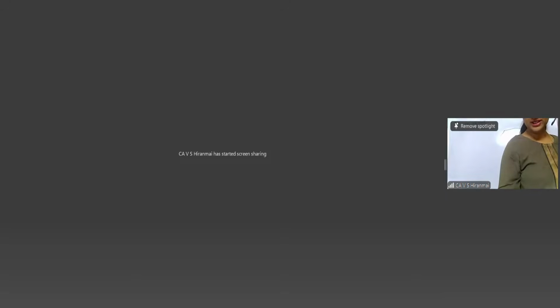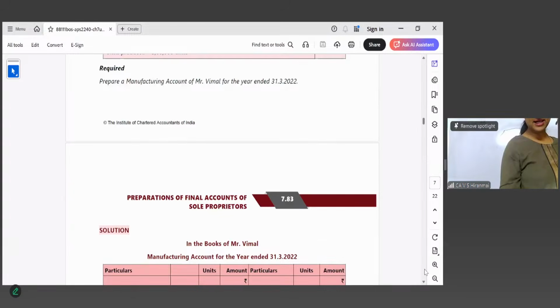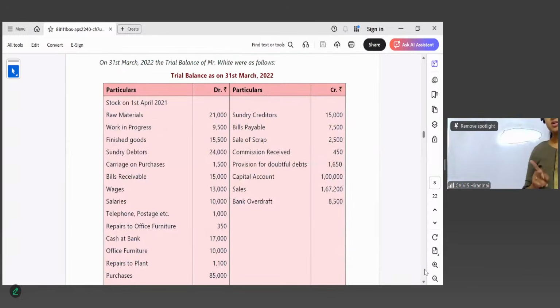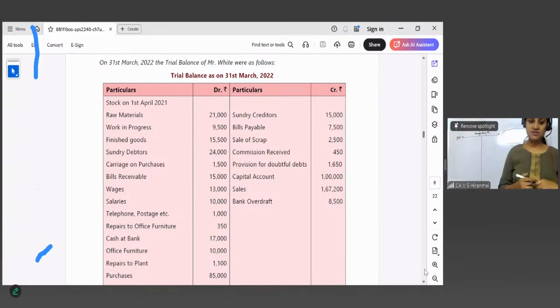So how do we do it? It is very simple. Trial balance will be given, but now you need to understand what are the expenses or items that will come into your manufacturing account. Very, very important. What are the things that will come into the manufacturing account and what are the things that will go into the other accounts? The manufacturing account alone I will be doing. I want you people to finish the remaining question. Is this clear? Manufacturing account I will be doing.